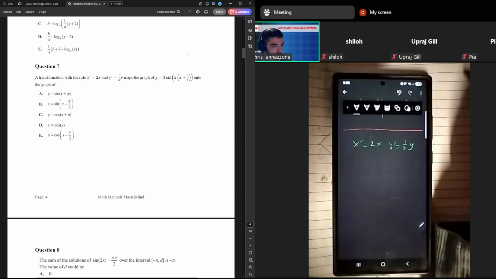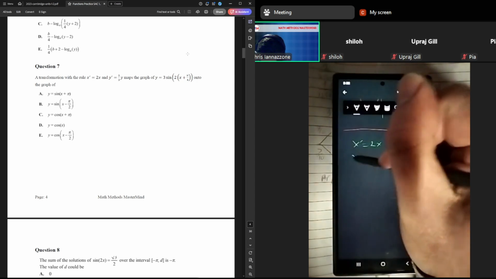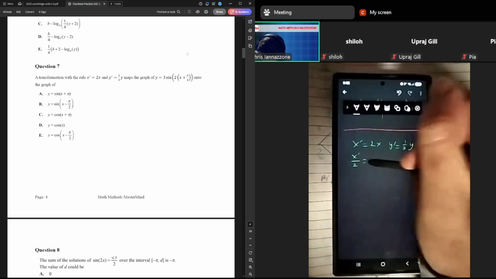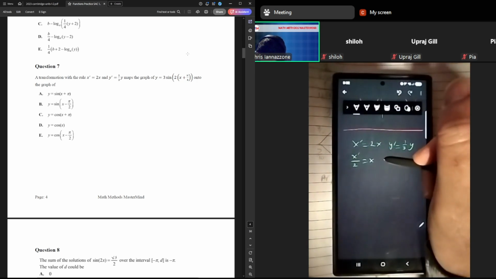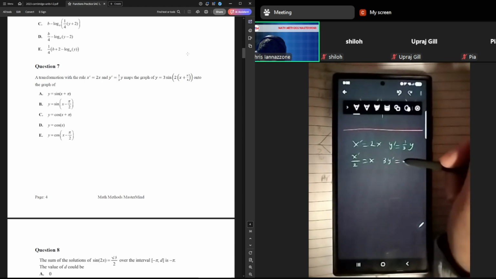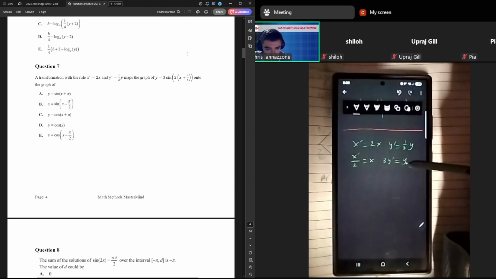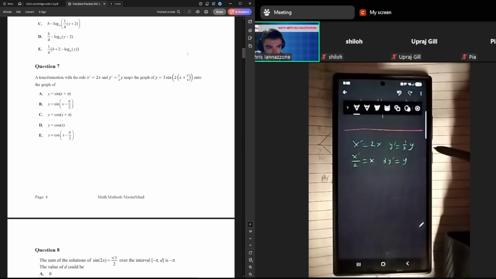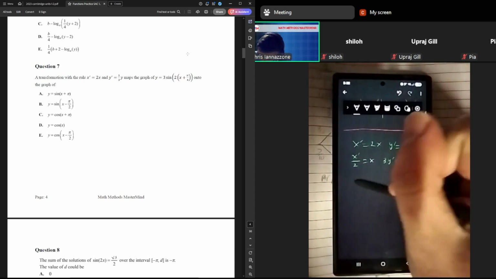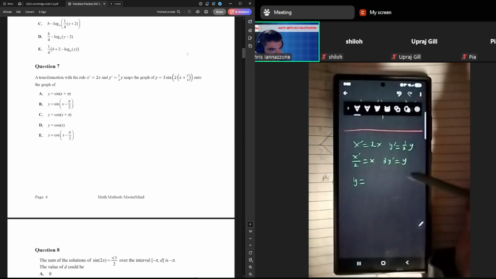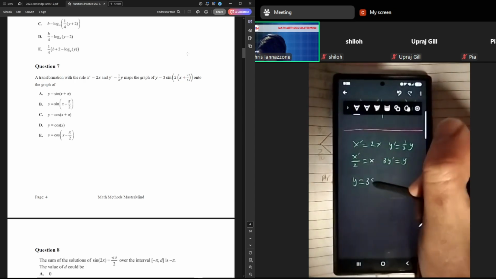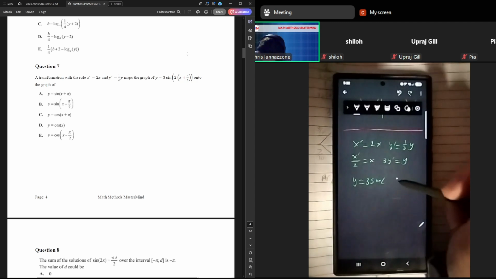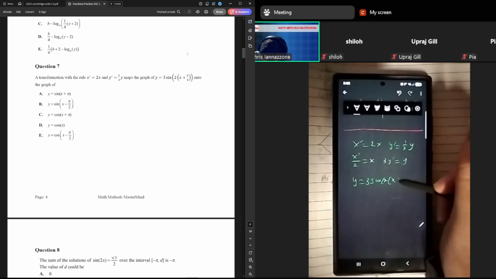From there, we're just going to rearrange to get x and y on their own, like I suggested. X dash over 2 equals x, 3y dash equals y. So we've now got our y and our x on their own. Now we can sub it into the function that we were provided. So the function that we were provided was y equals 3 sine of 2 bracket x plus pi over 4.